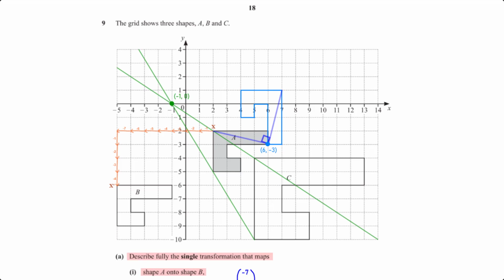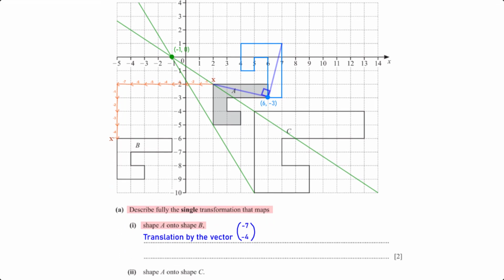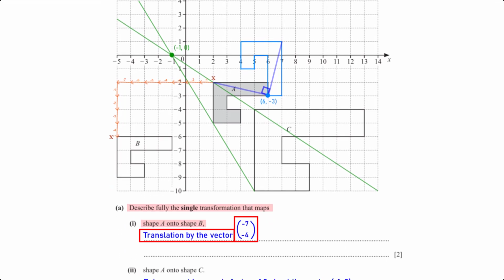So now all we need to do is to find the translation vector. From the illustration, we see that the translation vector is -7, -4. And so the full description for the transformation is translation by the vector -7, -4.